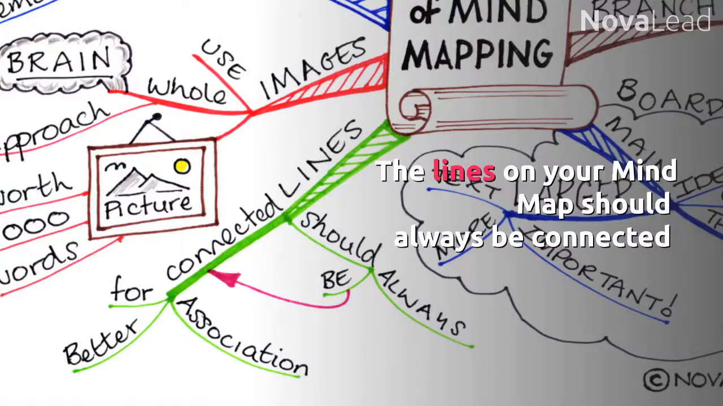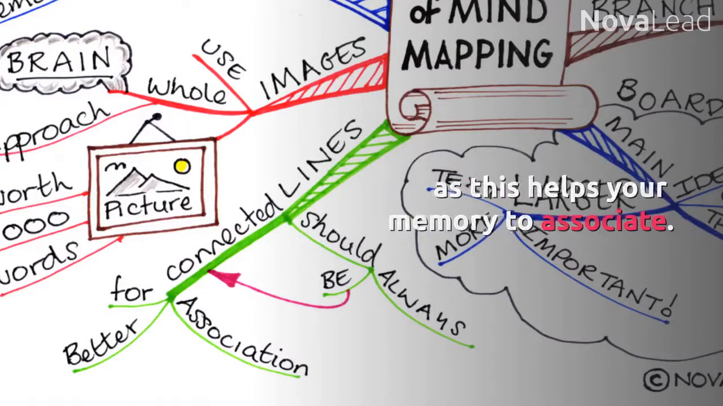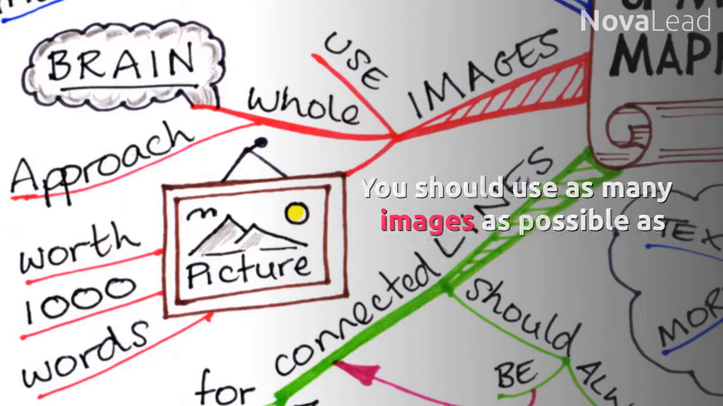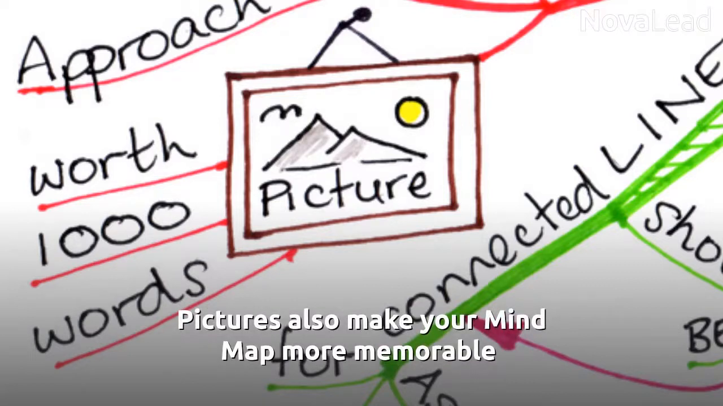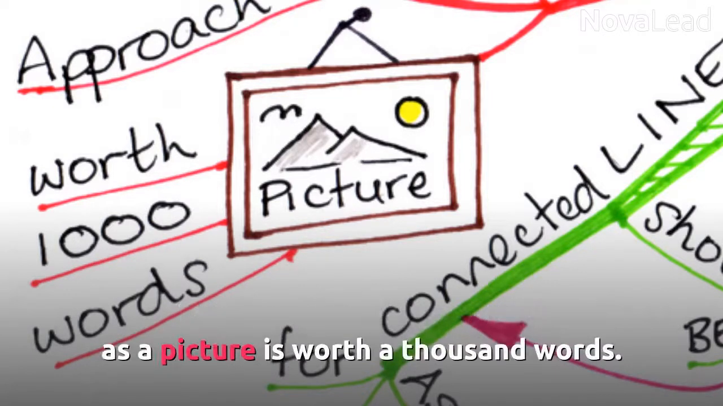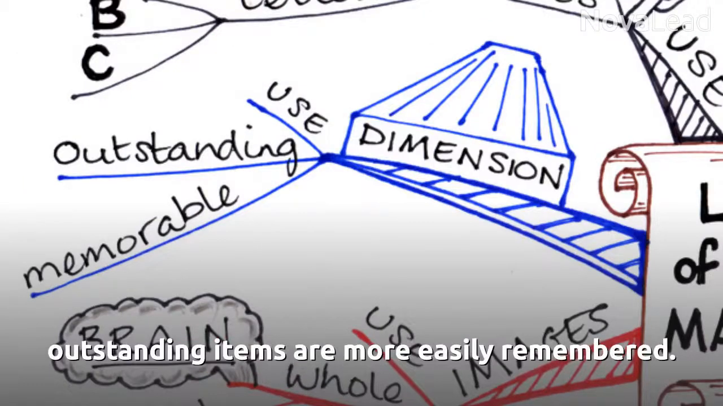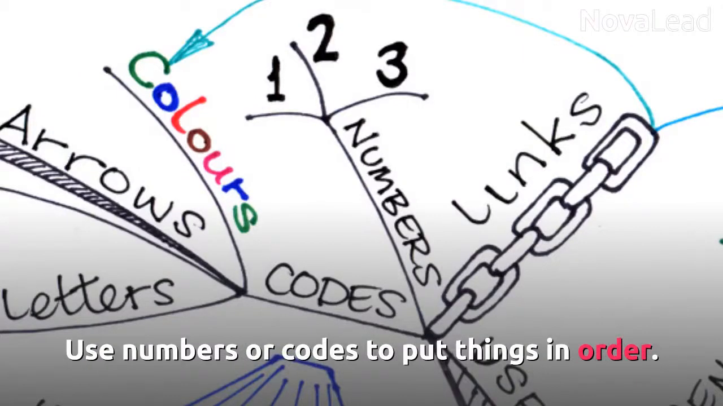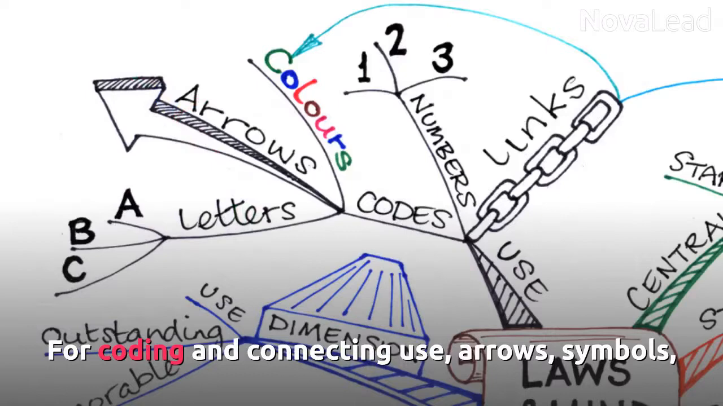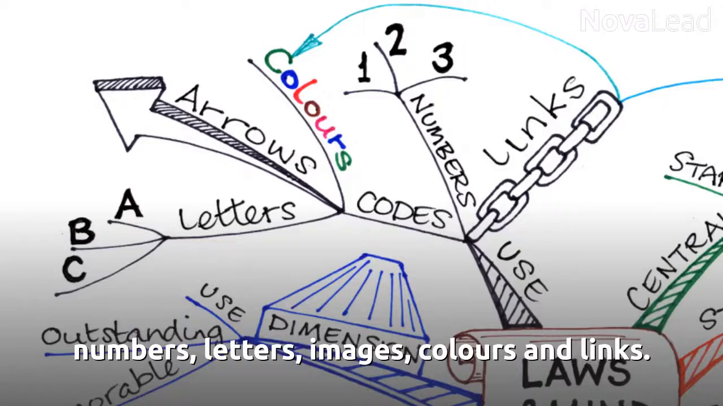The lines on your mind map should always be connected, as this helps your memory to associate. You should use as many images as possible, as this helps to develop the whole brain approach. Pictures also make your mind map more memorable, as a picture is worth 1,000 words. Use dimension wherever possible, as outstanding items are more easily remembered. Use numbers or codes to put things in order. For coding and connecting, use arrows, symbols, numbers, letters, images, colours and links.